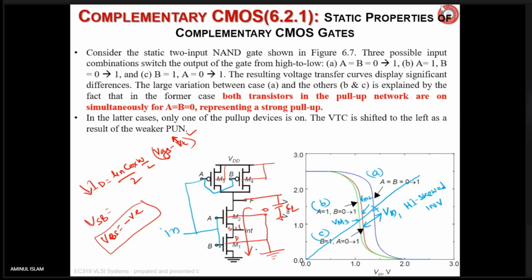Yes, sir. Both transistors in the pull-up network are on simultaneously for AB equals 0, representing a strong pull-up. What is the meaning here? It is understood. The large variation between case A and the others, B and C, is explained by the fact that in the former case both transistors in the pull-up network are on simultaneously for A, B, C equals 0.